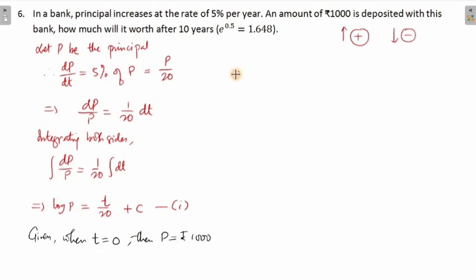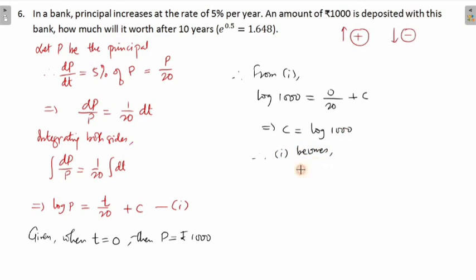So therefore from 1, let's see what we get. So you get log 1000 equals, t is 0, so 0 by 20, plus c. So from here what do you see? The value of c turns out to be log 1000. Therefore 1 becomes log p equals t by 20 plus log 1000.